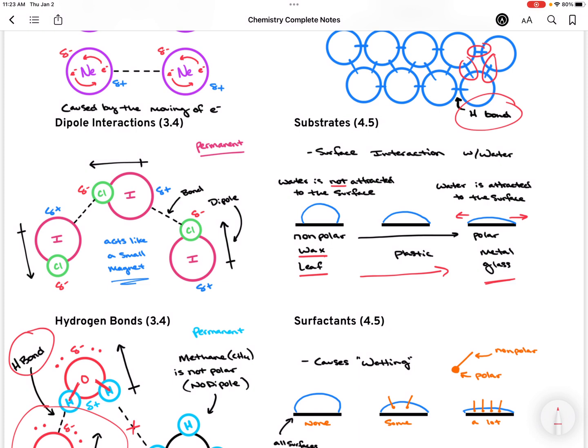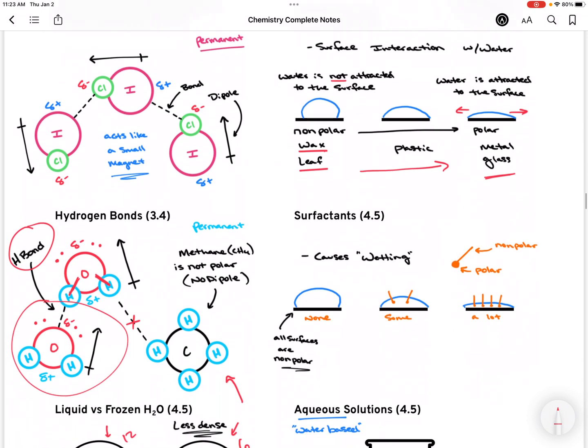Plastic is somewhere in between that, so it doesn't deform as much, but it still deforms. So there's kind of a spectrum here between nonpolar and polar surfaces. If the surface has got a charge to it, like polar and nonpolar type atoms are there, you're going to expect water to interact with its surface and to kind of deform and flatten out.